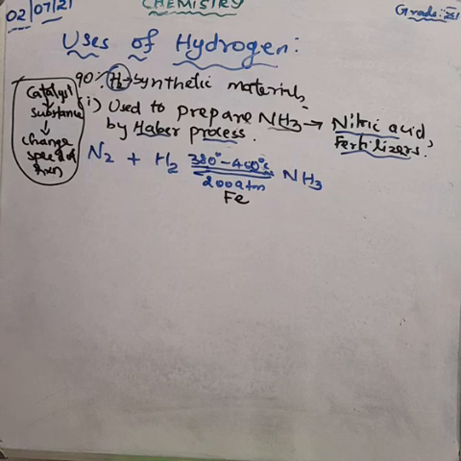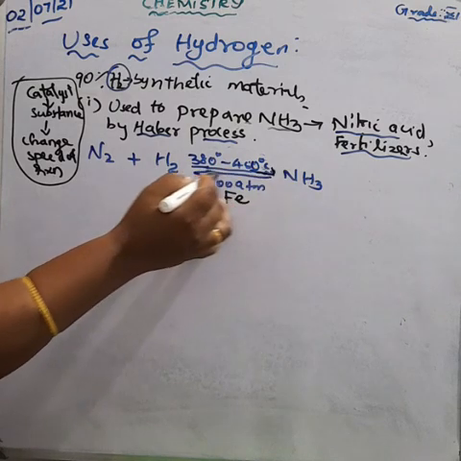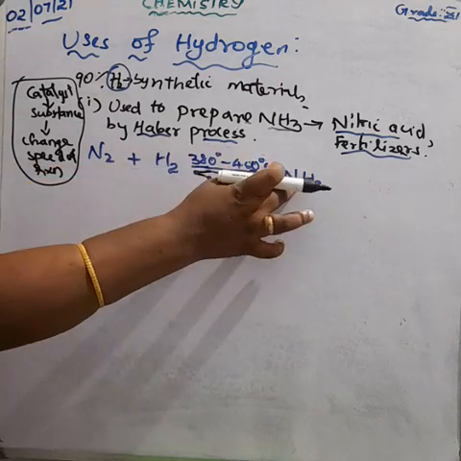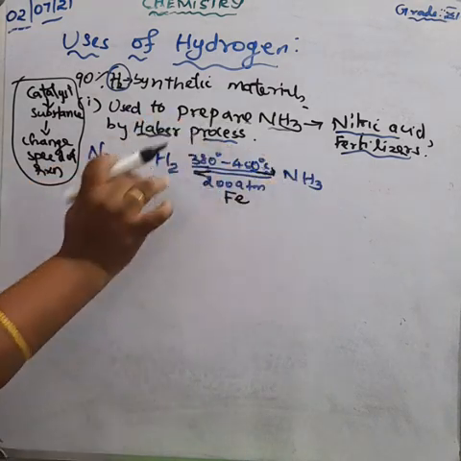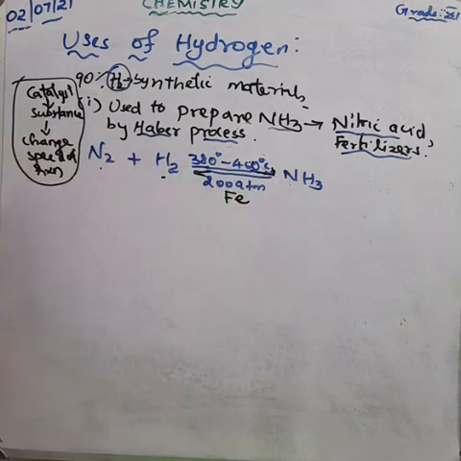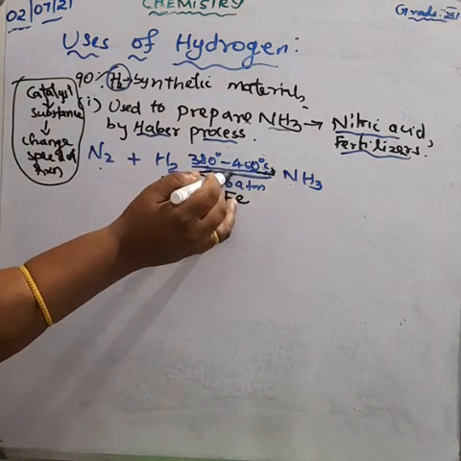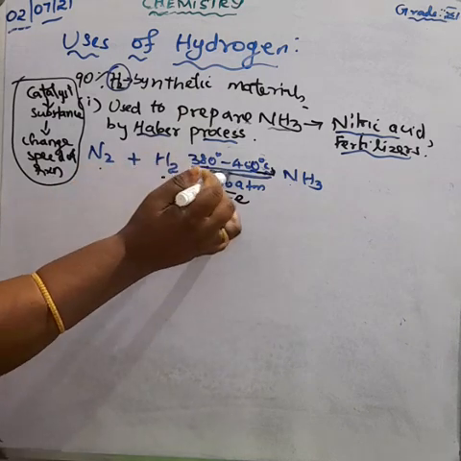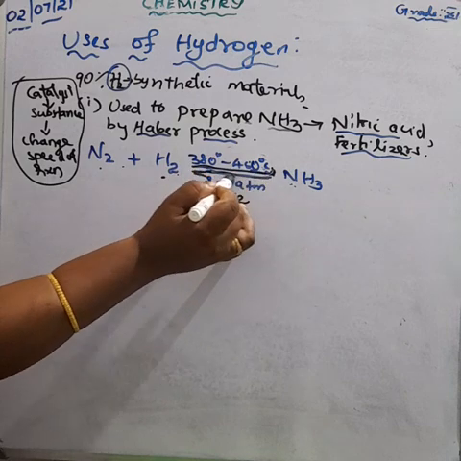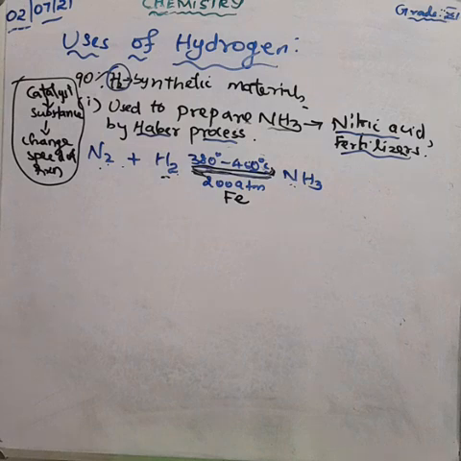This arrow mark indicates the reaction is reversible. Nitrogen and hydrogen combine to form ammonia, and we can also convert ammonia back to nitrogen and hydrogen gas. This symbol indicates the forward reaction and this the backward reaction. In the forward reaction, nitrogen and hydrogen gas combine to form ammonia. In the backward reaction, ammonia is converted to nitrogen and hydrogen gas. Understood? This is the Haber process.